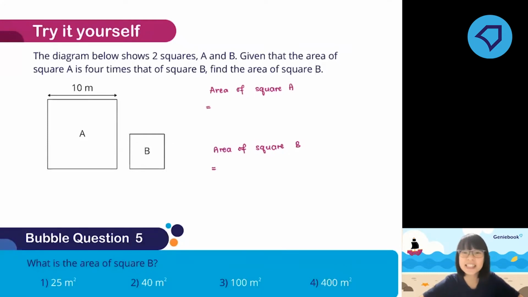Excellent job, guys. So find the area of square A first. A is 4 times that of B. So how do you find the area of square B? Let me explain that to you after I go through this question. All right, let me try another method to explain. You try this question first. Just remember that the area of a square is length times length. So if the length is 10 meters over here, to find the area would be 10 times 10.